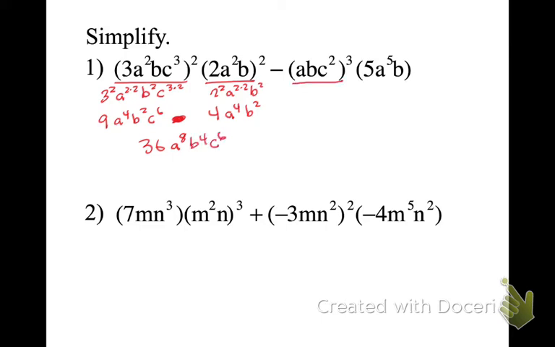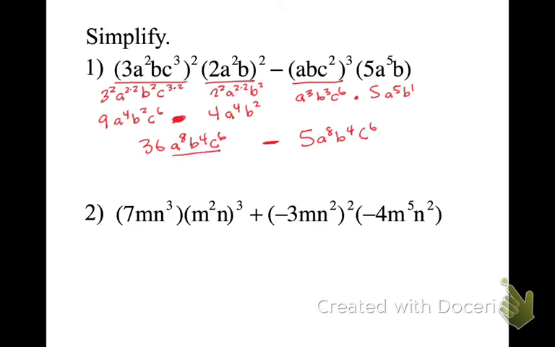Doing the same thing here. A to the 3rd, b to the 3rd, c to the 6th, times, everything stays the same here. Now we're going to simplify that because we're subtracting. And I'm going to get 5. The coefficient always goes first. Let's keep them in alpha order. A is to the 8th. B is to the 4th. And C is to the 6th.